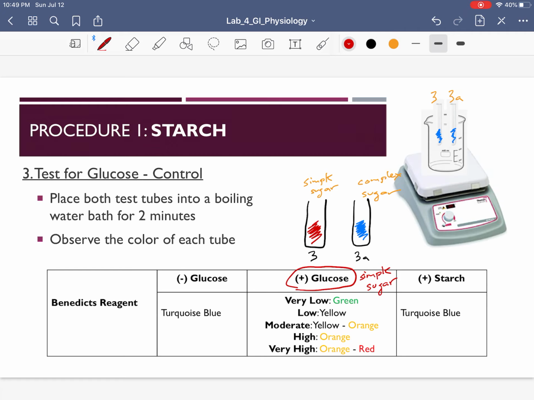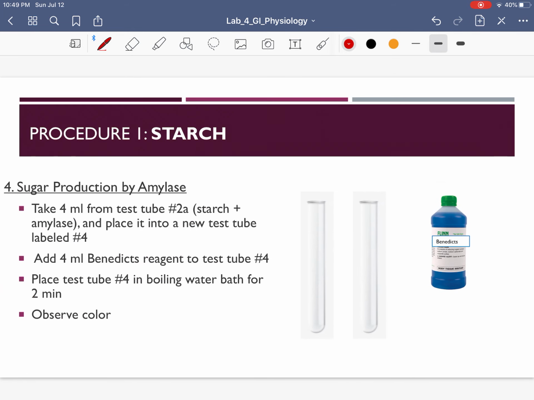So, does test tube 3 test positive for glucose? Very high levels. Does test tube 3A test positive for glucose? No. So our control worked. We expected the simple sugar to test positive for simple sugar, and we expected the complex sugar to not test positive for simple sugar. Perfect. Our control worked. Now we're going to do our actual experiment, part 4.